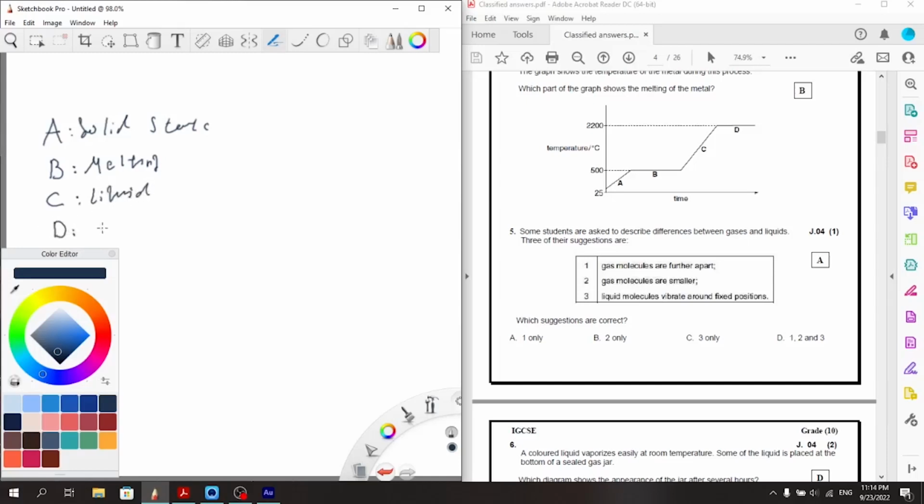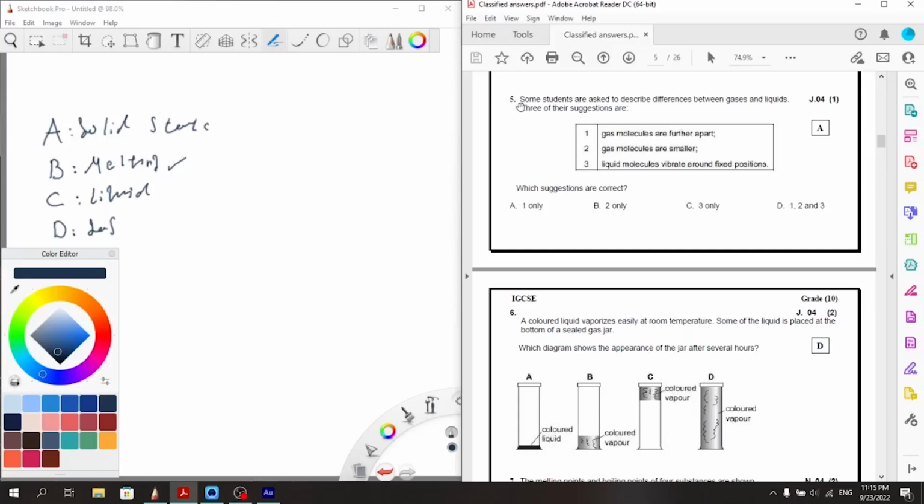D is at 2200, that's the boiling point, when the liquid form of the metal starts turning into a gaseous form. Okay. Which part of the graph shows the melting of the metal? The melting, it wants the point at which the metal starts turning from its solid phase into the liquid phase. So that starts at 500, so the answer is B. Alright, because at C, that's the rest of the metal turning into a liquid. It just needs the starting of the melting. So that's B.